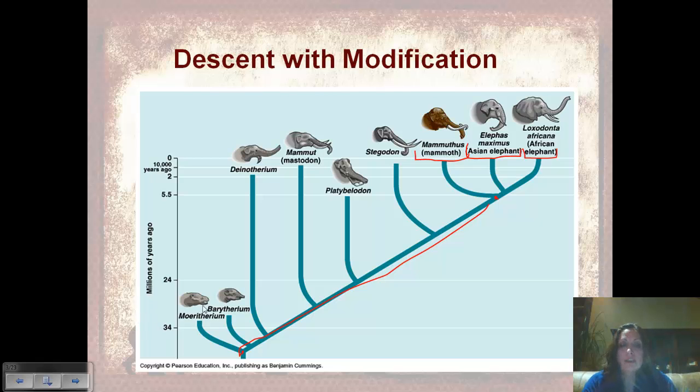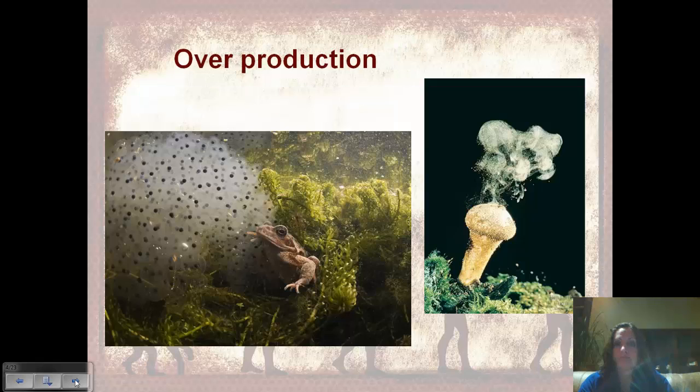And what we see is that as they leave descendants, over time, we're seeing these modifications or changes within these organisms. So you're going to see the development of a trunk, and you see the development of tusks that are lacking in these earlier organisms. So this is this descent with modification. And so this is how Darwin saw evolution as happening.